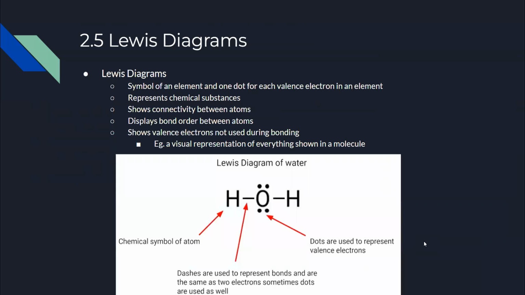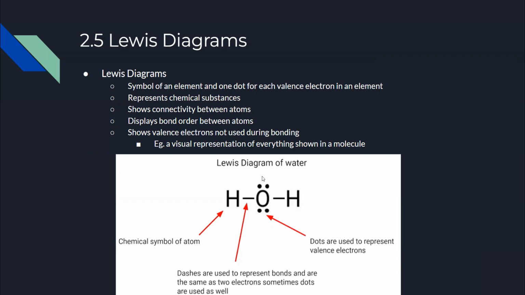2.5 Lewis diagrams. So Lewis diagrams are basically the symbol of an element and one dot for each valence electron in an element. So these represent chemical substances and show the connectivity between atoms. They also display bond order between atoms and show valence electrons that are not used during bonding. And ergo, they're just a visual representation of everything shown in a molecule in an easy to read format.